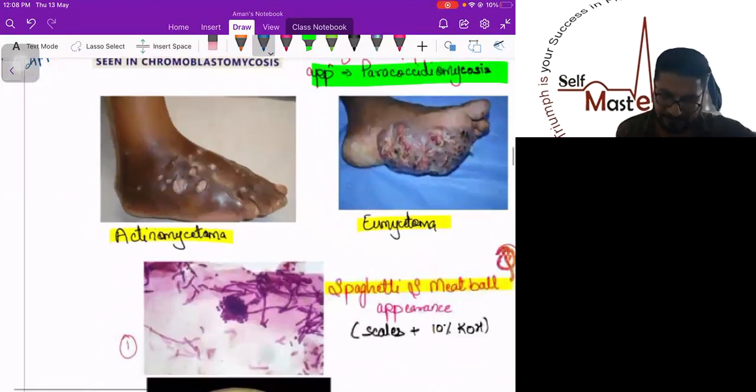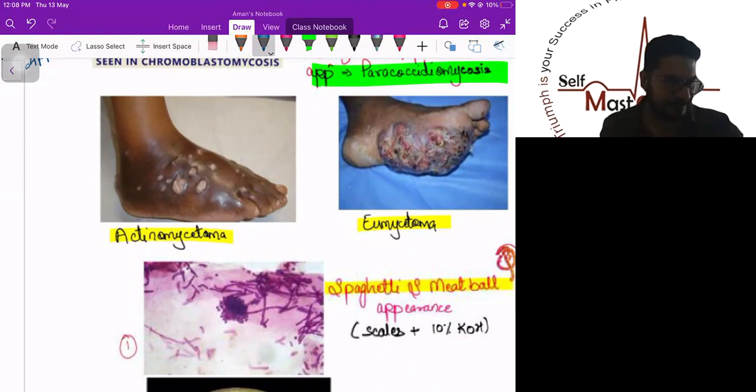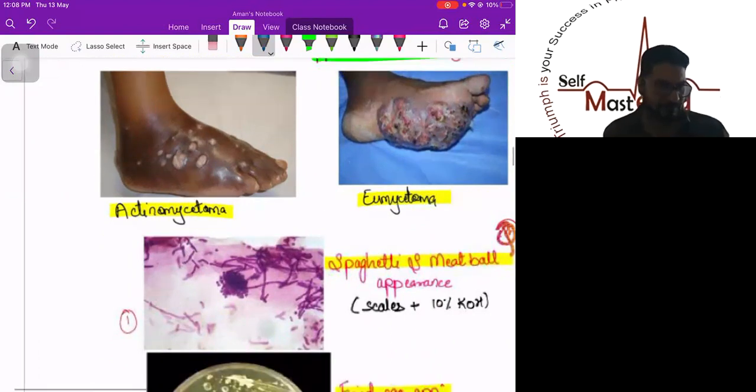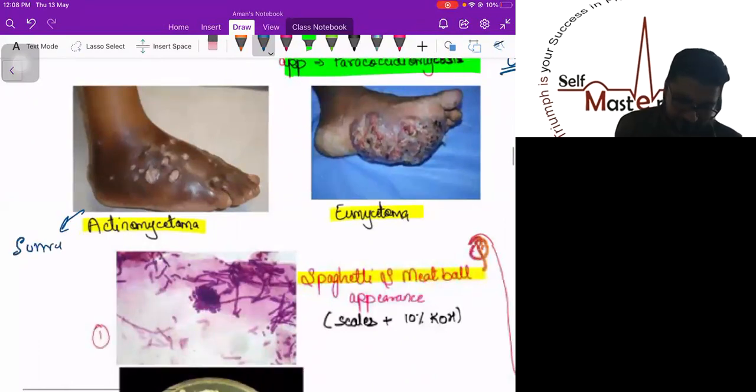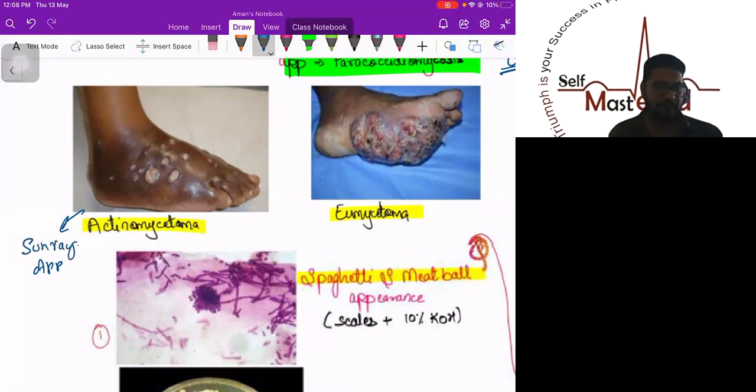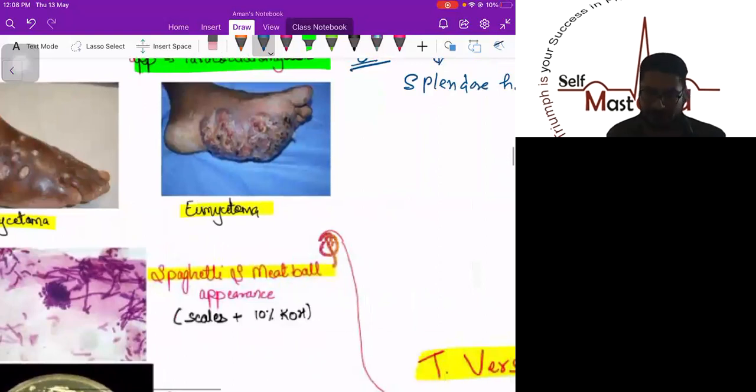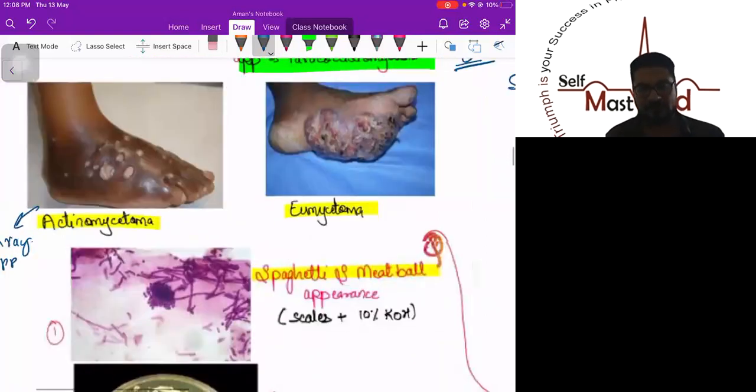In actinomycetoma, you can see multiple sinuses and swelling, whereas in eumycetoma, you will have a single sinus with swelling. Actinomycetoma will be purulent and osteolytic, and it will have a sunray appearance. If I talk about eumycetoma, you will see a single sinus, whereas in actinomycetoma, you will see multiple sinuses.